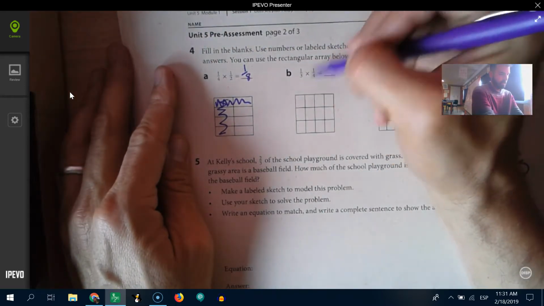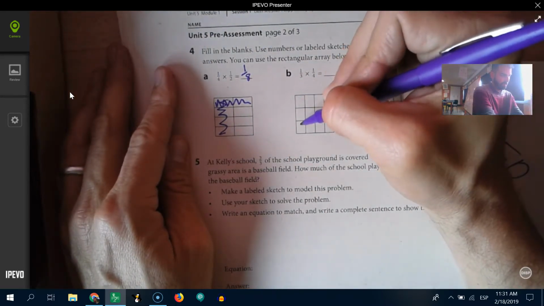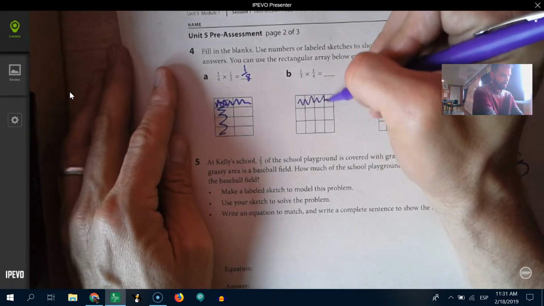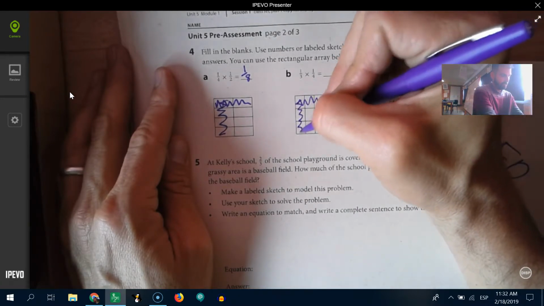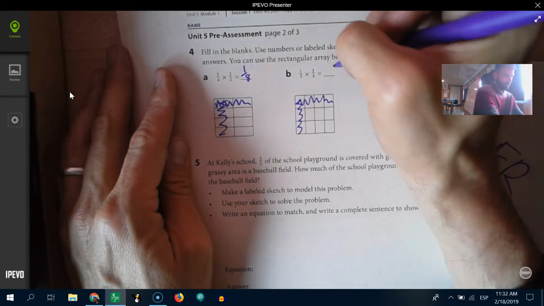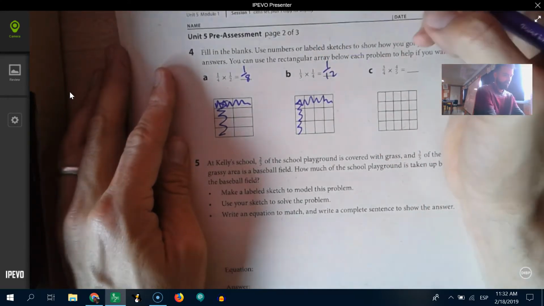1/8. 1/3 times 1/4, and that's going to give me 1/12.